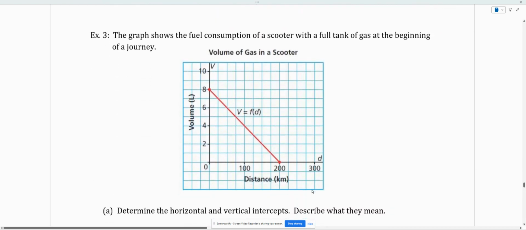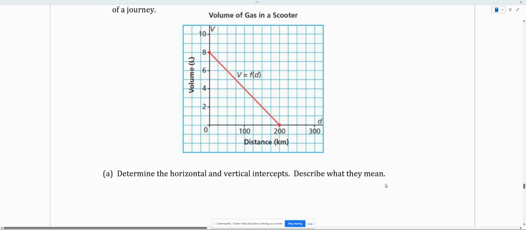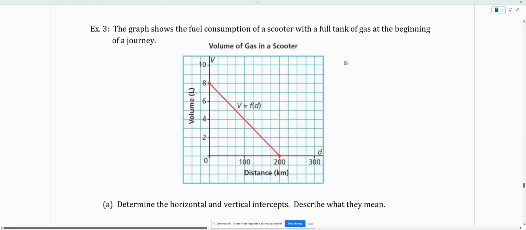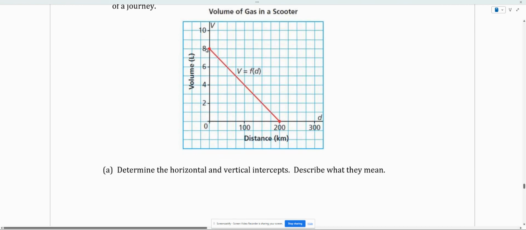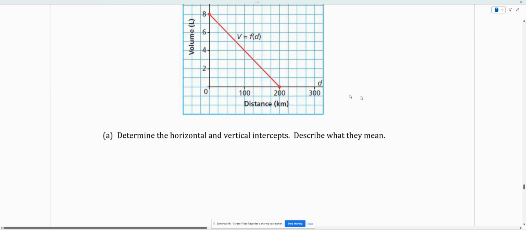Okay, flip it over and let's look at example 3 here. So first, get a little bit of context. We have fuel consumption of a scooter with a full tank of gas at the beginning of the journey. So full tank looks to be at a volume of 8 liters, and it looks to be driving at a constant rate. And this is volume as a function of distance, so distance is our input. This is our independent and this is our dependent. The fuel is decreasing as you travel further, which makes sense. Looks like this would be where you run out of gas.